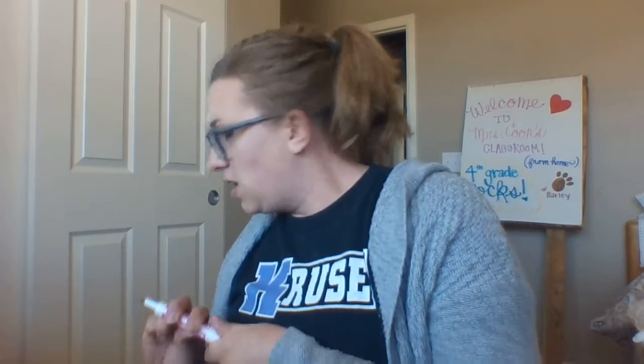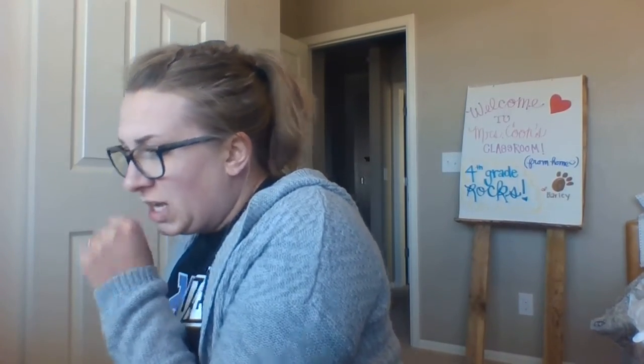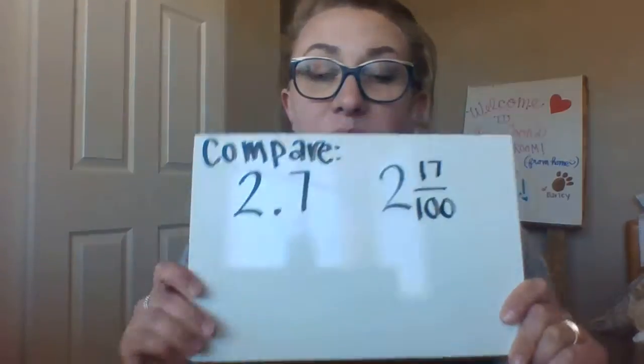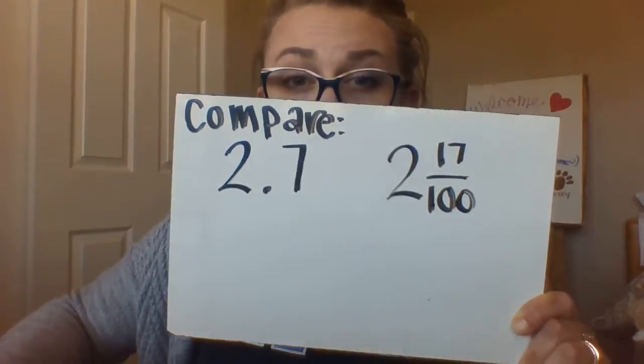This next one, okay, is comparing decimals that are in different forms. So it's not even just going to be decimals, they're going to be fractions too. Let me show you what I mean. Okay. Oops, I just realized that I made a mistake here. Let me fix it really quick. Okay. So we're going to compare a decimal and a fraction. We have 2.7 and 2 and 17 hundredths. So we have a couple of options here.